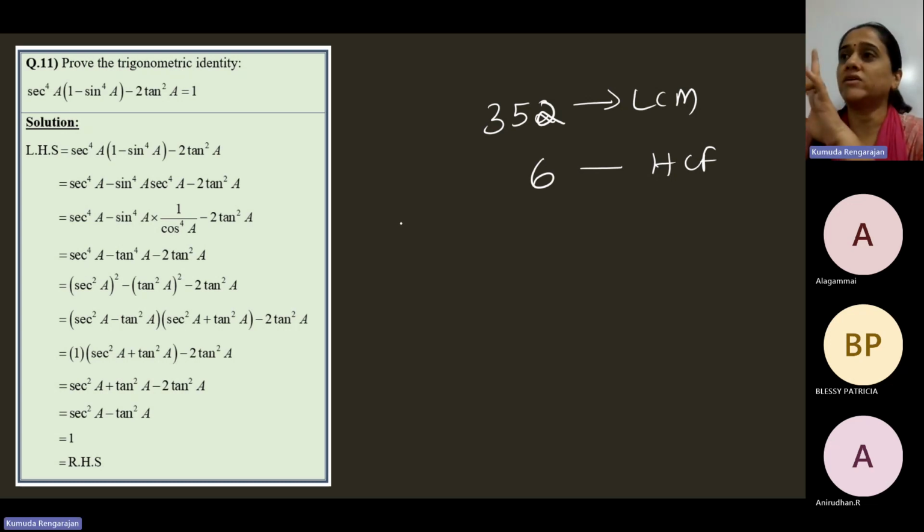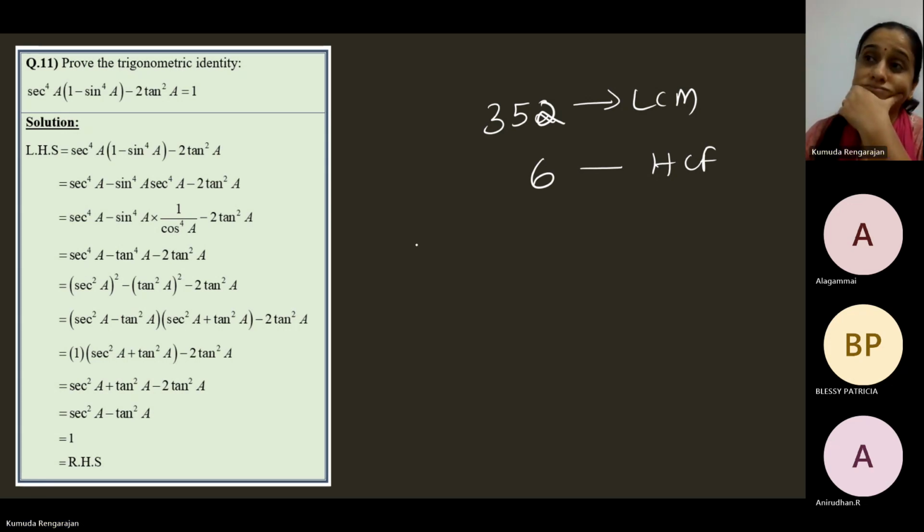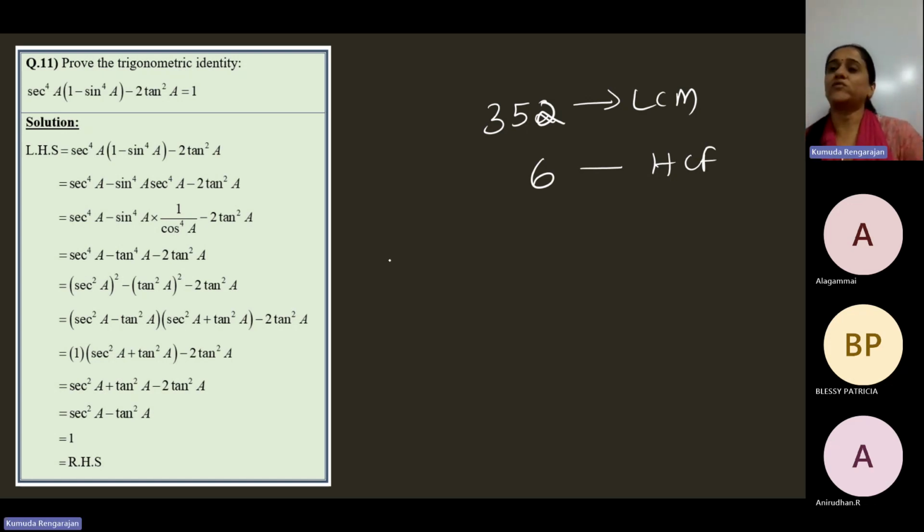Can two numbers have 352 as LCM and 6 as HCF? Why? Correct. HCF is always a factor of the LCM. So the HCF is 6, and 6 should be a factor of 352.